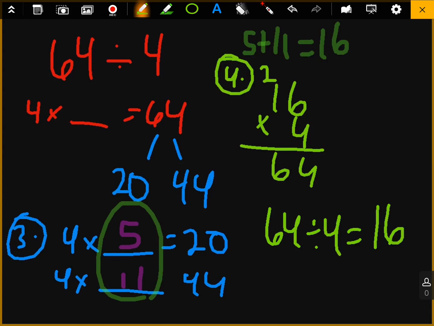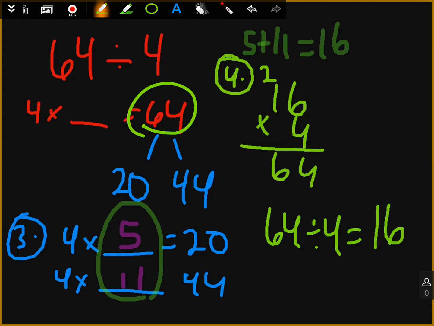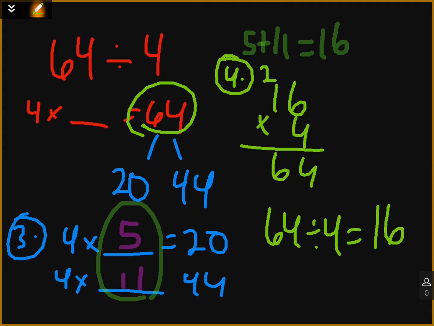Let me go over the steps one more time. You break down the product, okay, into numbers that you know. I know that 64 is the same as 20 plus 44. 20 is the product of 4 times 5. 44 is the product of 4 times 11, so I got to add these two numbers, 5 and 11. Gets me 16, and then I check my answer. If you have any questions, please ask me.